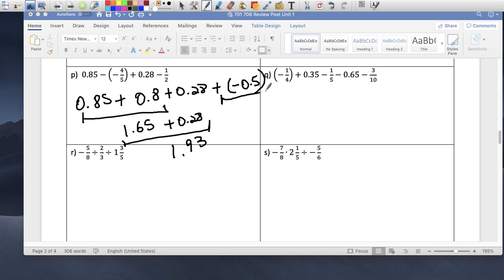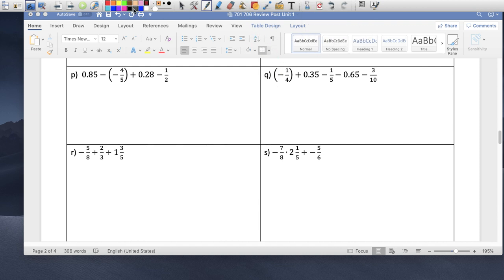And then I'm going to do plus 0.5 plus negative 0.5. There's more positives over here. So 1.93 minus 0.5 is 1.33. And that's my final answer. Same thing here. I'm going to take advantage that I have friendly fractions. I'm going to change negative 1/4 to 0.25 plus 0.35 minus 1/5. I'm going to put 0.2 minus 0.65, and the last one, minus 3 over 10, is just 0.3.